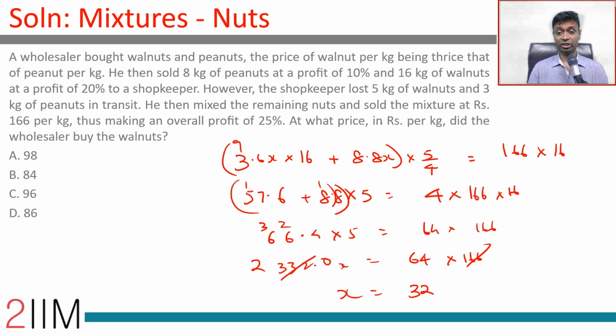At what price in rupees per kilogram did the wholesaler buy the walnuts? The price of walnuts is 3x, x is 32, 3x is 96. Find out. A tricky question because we're talking about two different things, two different profit percentages, two different quantities, and then something goes wrong, and then there's the remaining he sells at a price to get to a profit.